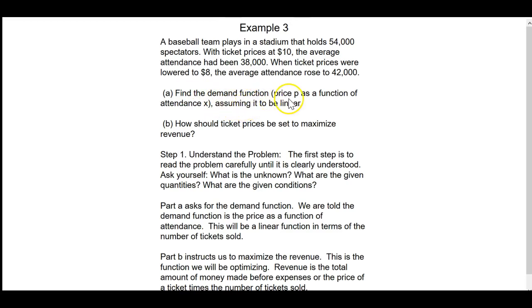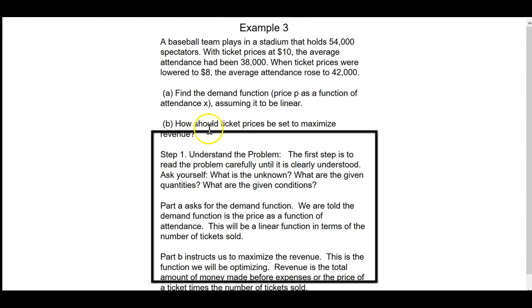Find the demand function. So that is the price P as a function of attendance X. And we're going to assume it's linear. It's part A. And then part B asks, how should ticket prices be set to maximize revenue?